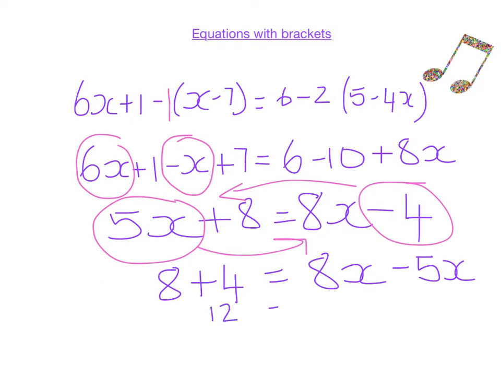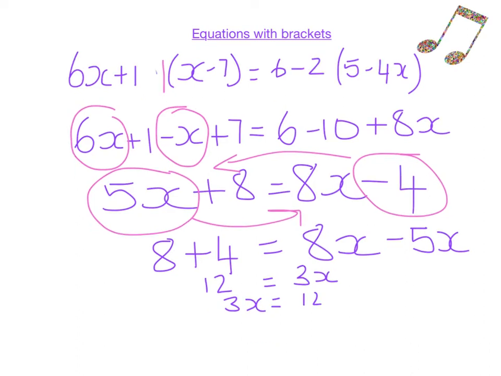So 12 is equal to 3x, which means 3x is equal to 12. And I divide by 3, which gives me x equal to 4.